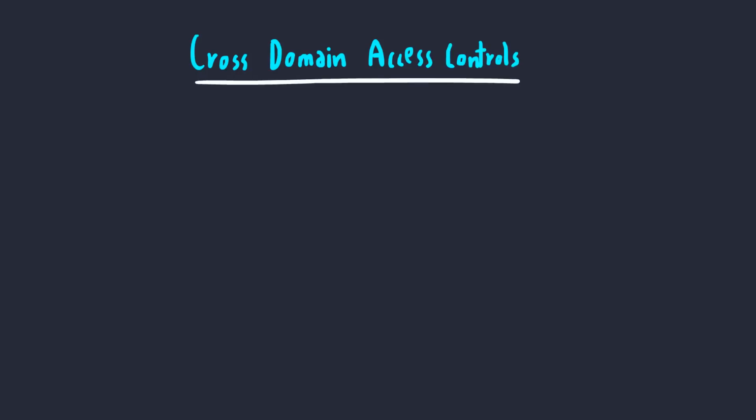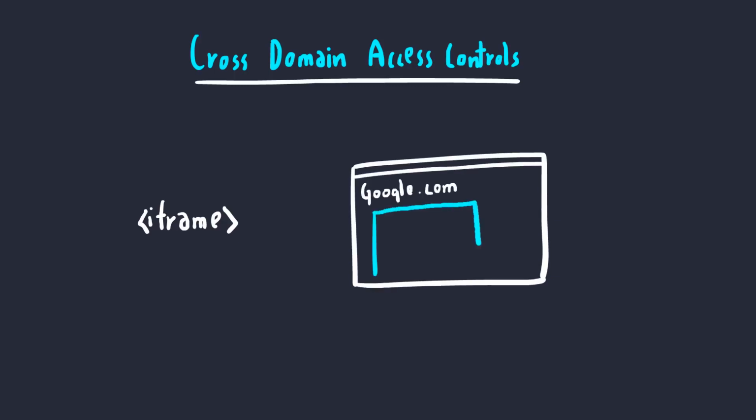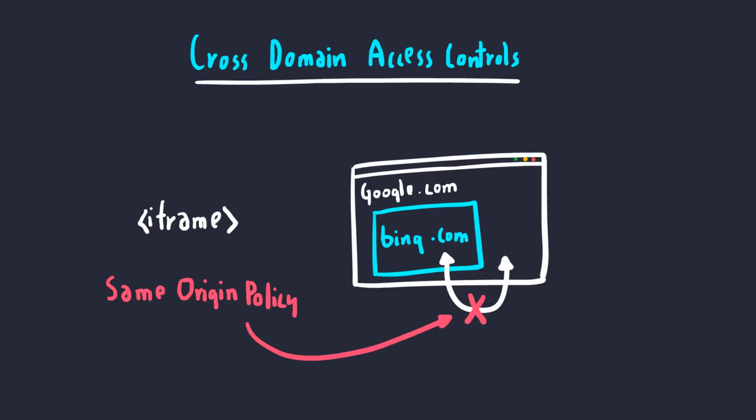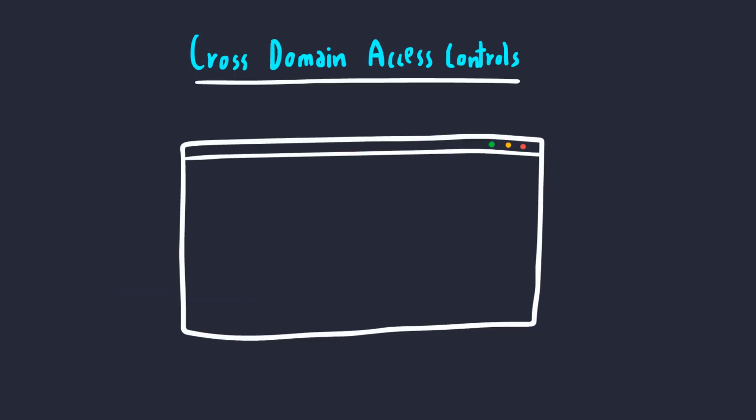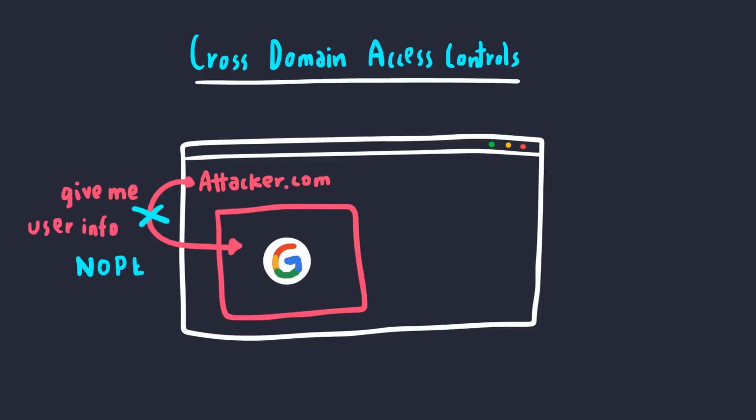As you know, in HTML, we have iframes, which basically lets you embed one website inside another. But the cross-iframe communication is not possible due to something called the same origin policy. This is a security feature which makes sure that an attacker's website can't just make requests to arbitrary websites on the planet and read data cross-domain.